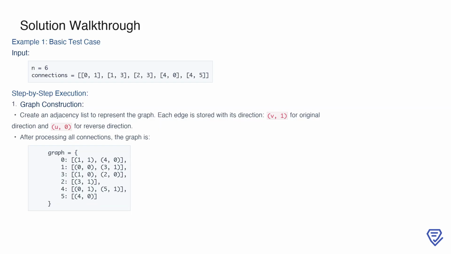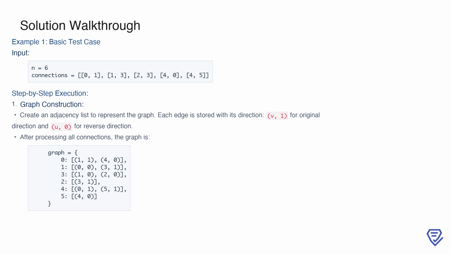Here, we start with a basic test case where there are 6 cities and the given connections between them are represented as directed edges. The first step is to construct a graph using an adjacency list. Each connection is stored twice, once in its original direction, marked with a value of 1, and once in the reverse direction, marked with a value of 0. This allows us to differentiate between edges that need reordering and those that don't.